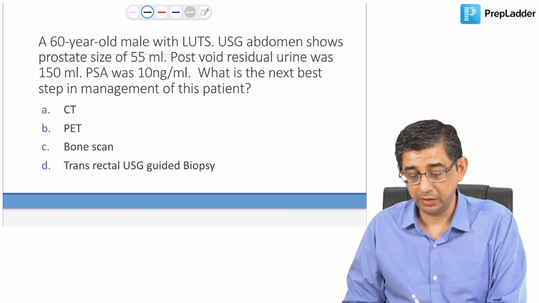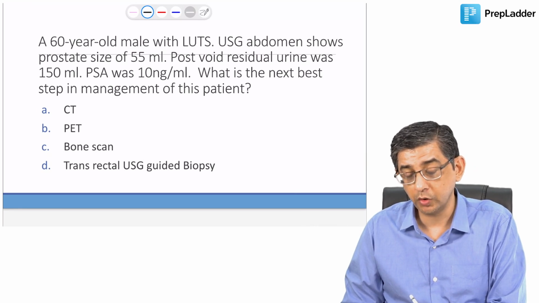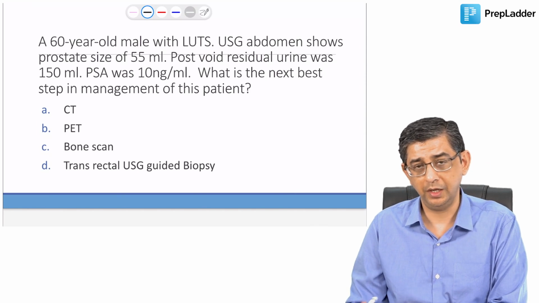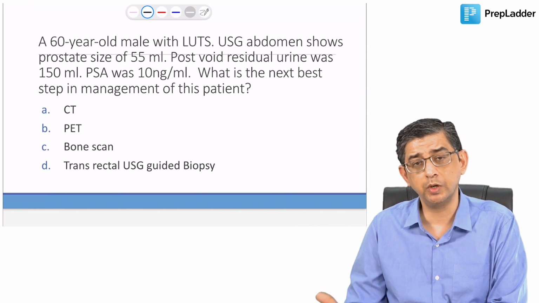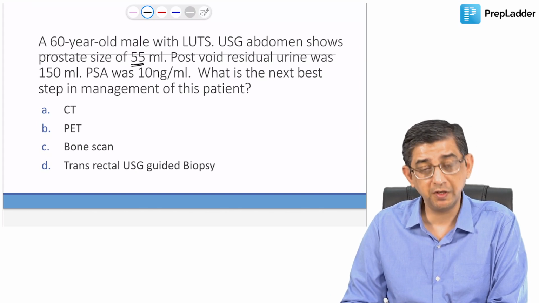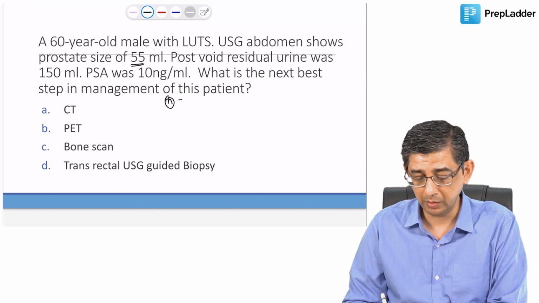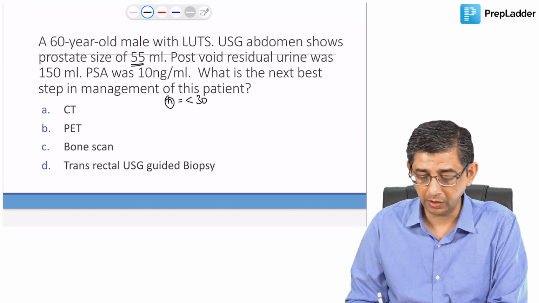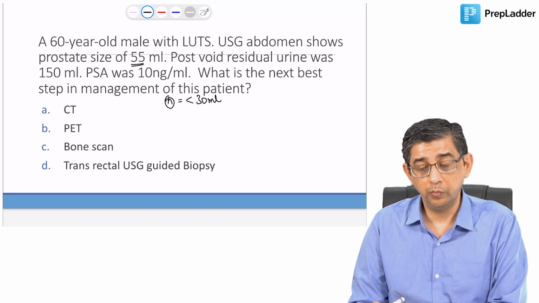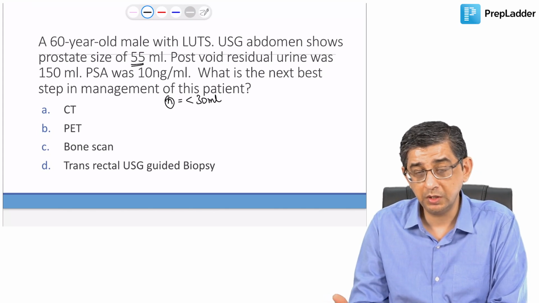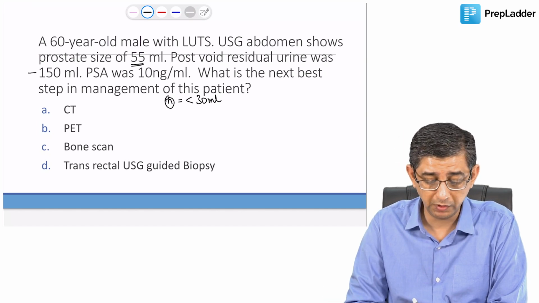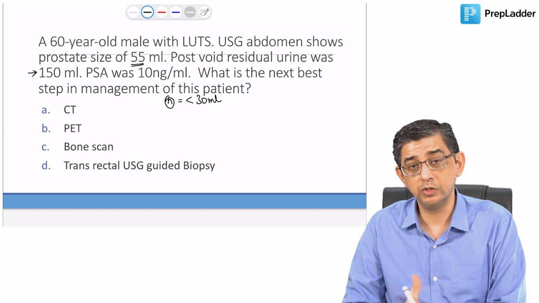The next question talks about a 60-year-old man with lower urinary tract symptoms. LUTS is lower urinary tract symptoms like dysuria, burning micturition, suprapubic discomfort. Ultrasound abdomen shows a prostate size of 55 ml. Normal prostate size is approximately 30 ml at maximum or lesser, but in this case the prostate is almost 2x of normal. Post-void residual urine: in a normal person there is minimal, maybe 10 ml, 20 ml residual urine, but here it is a huge 150 ml. PSA was grossly elevated.